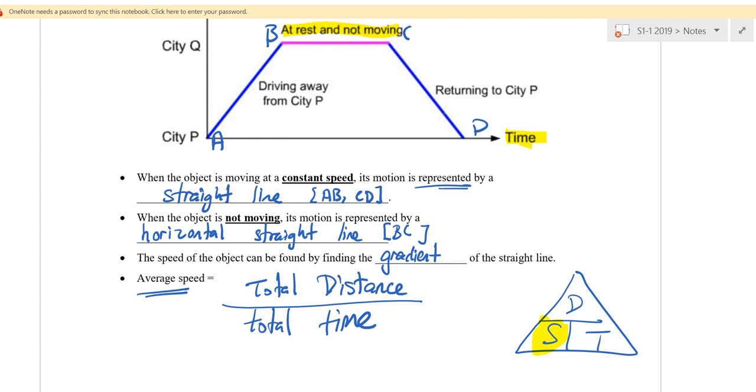Alright, so can you write that down as well? Total distance divided by total time. Question. Does the time include the resting time? Do you think? No.